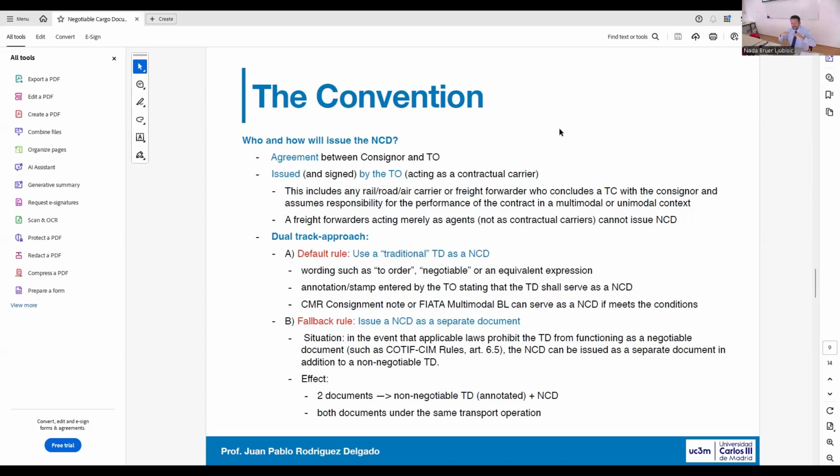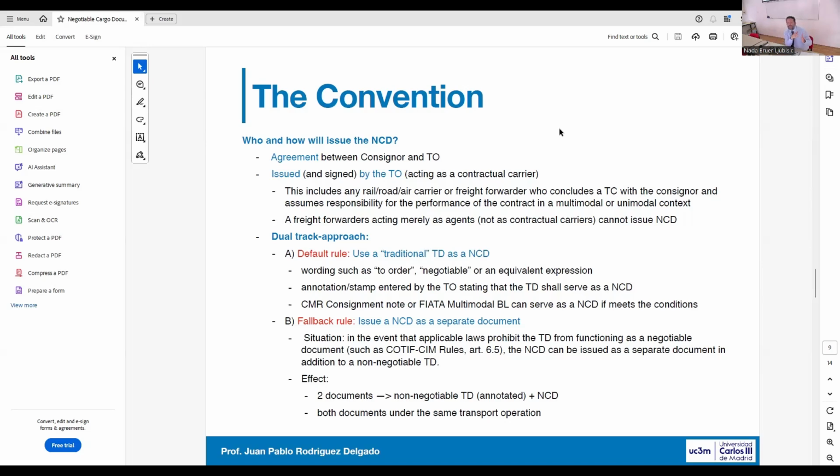With this idea, the working group created a dual track approach. The default rule, or the first approach, is to use a traditional transport document, a consignment note, as a negotiable cargo document. So if you have a CMR consignment note for road transportation, you can use this consignment note as a negotiable cargo document, putting a stamp or an annotation on the document saying, this document is a negotiable cargo document. Why is it possible with the CMR consignment note? Because CMR does not prohibit using the consignment note as a document of title.